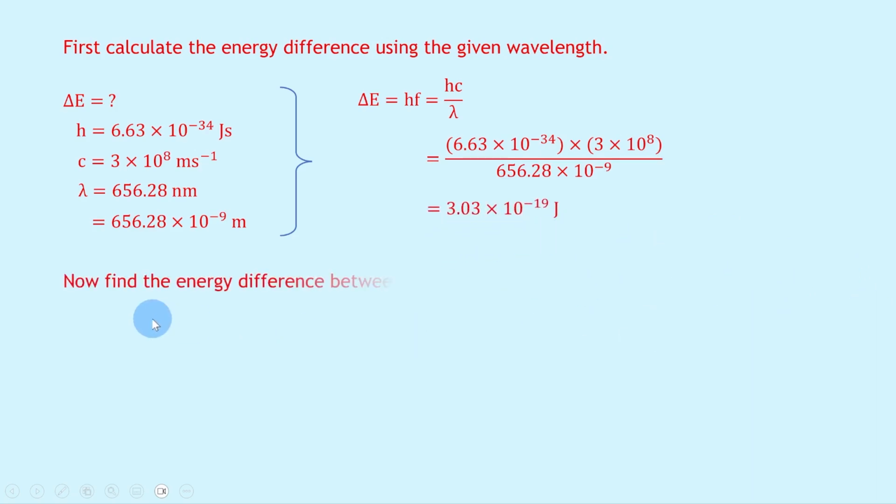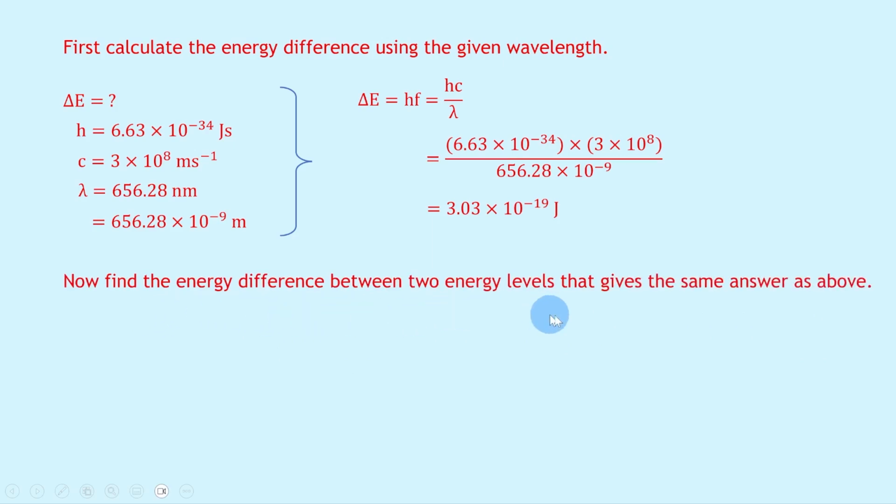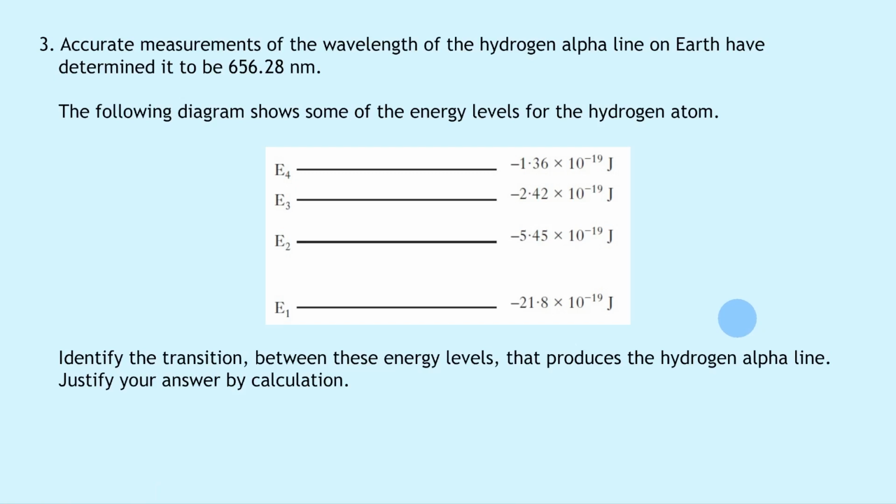Now what we want to do is find the energy difference between two energy levels that gives the same answer as the above, because remember, this energy difference gives us the energy of the emitted photons, and the photon energy must be equal to the difference between the two energy levels. So in order to find the energy levels that the electrons are moving between, we can do a sort of trial and error with the energy differences between different energy levels to see which two are going to give a difference of this energy value here. So to get a value of 3.03 times 10 to the minus 19 joules, you might be able to spot how we could get that.